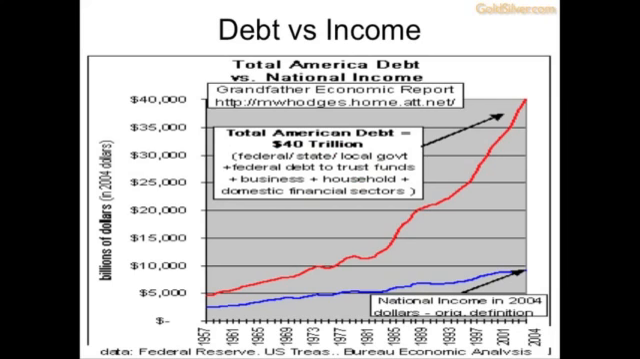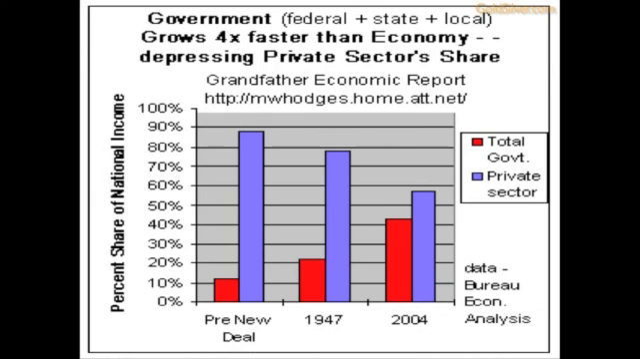Debt versus income. This is just, it's not sustainable. You can't do this forever. This is the total American debt: federal, state, local, business, household, and domestic financial sectors. And we're at $40 trillion, and this chart starts at the beginning of 2004. Government is growing, and private industry, the private sector, is shrinking.